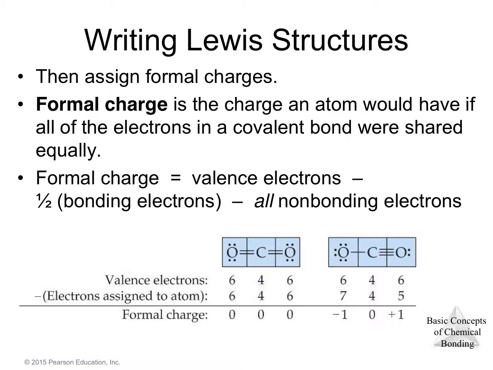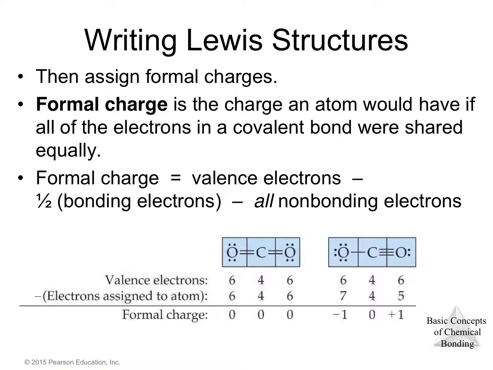For carbon, carbon has 4 valence electrons. Cut these bonds in half. We've drawn 1, 2, 3, 4. 4 minus 4 is 0, so carbon has a formal charge of 0. Same thing for this oxygen. It's identical to that one.